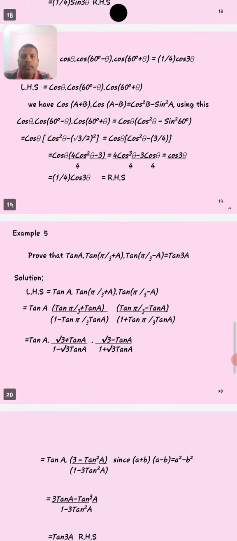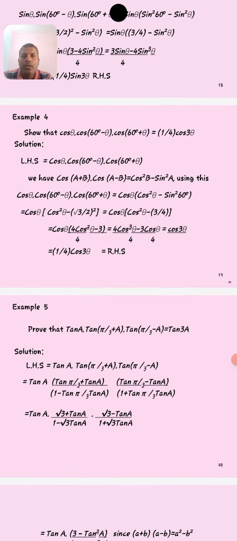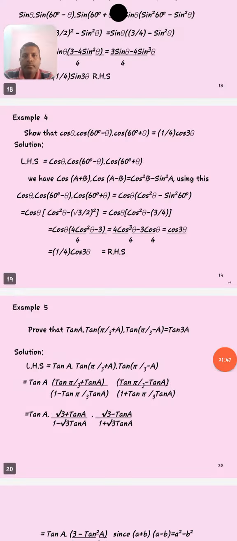Okay. Now we see example 4. Show that cos theta into cos of 60 minus theta into cos of 60 plus theta is equal to 1 by 4 cos 3 theta. Here LHS equals cos theta into cos of 60 minus theta cos of 60 plus theta. We have cos of a plus b into cos of a minus b. We know that the formula is what? Cos square b minus sin square a.